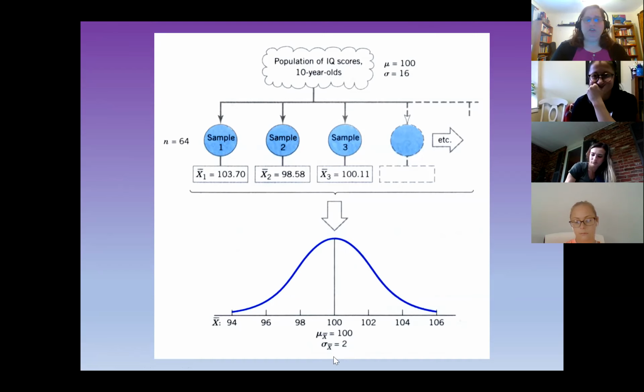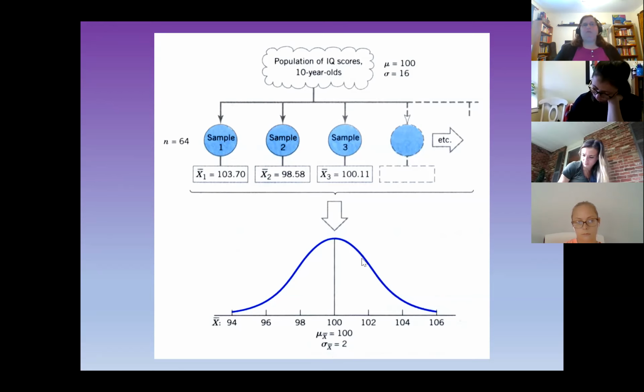But you might also notice that this funny symbol, which has got to be related to standard deviation, is so much lower. It was 16 up here. It's 2 down here. And that's kind of the nature of sampling distribution of means.